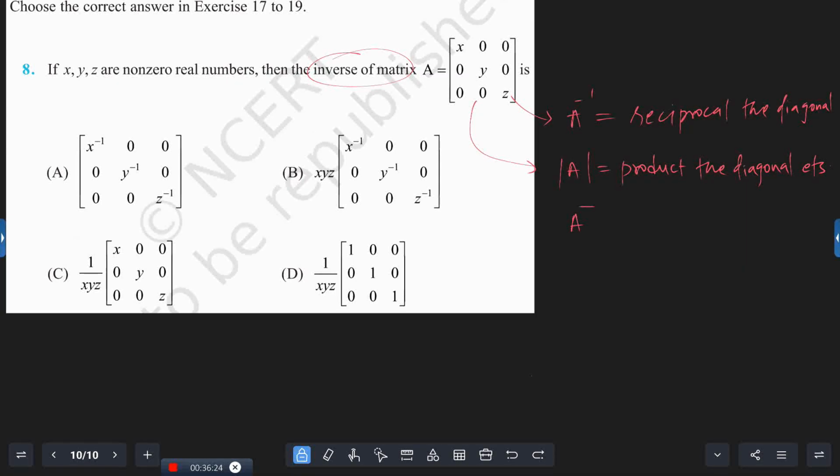Transpose. A transpose if they ask. Diagonal element is given. A transpose if they ask. The same matrix will be coming. So these ideas you have to remember. Then only can you easily score marks in the MCQ. Understand? This is the idea.